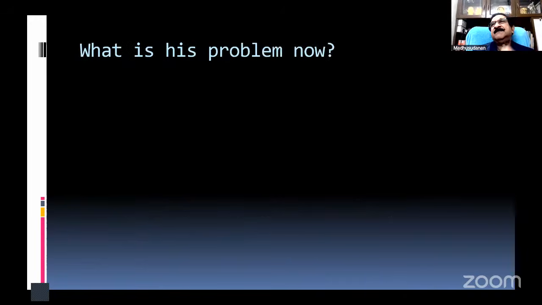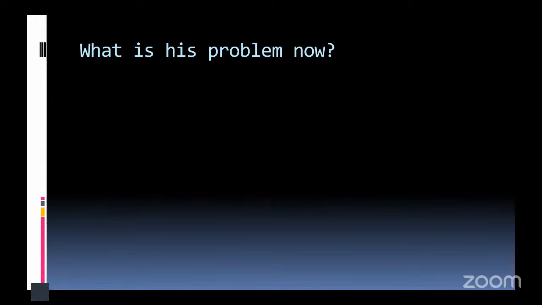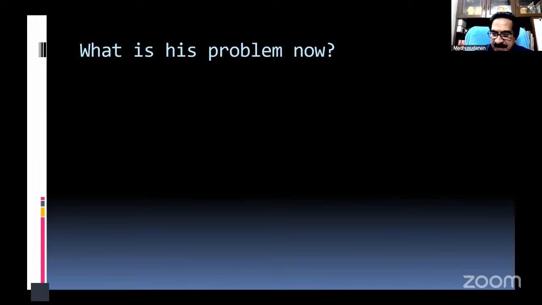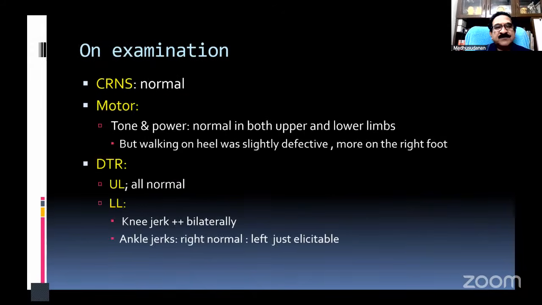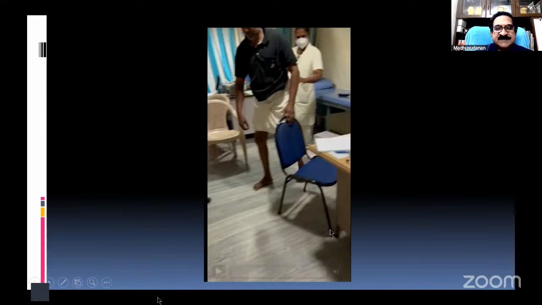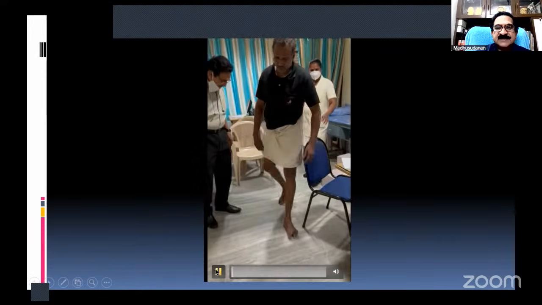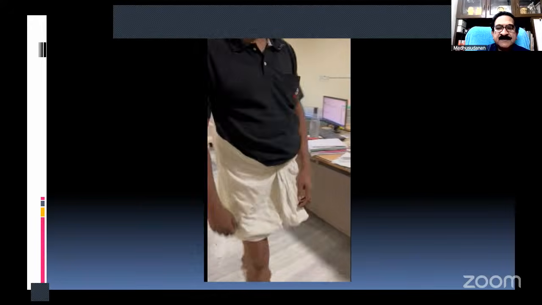Now what is his problem? Where do you want to localize the present problem, the walking difficulty? Is it some dystonia, sir? Yes, it could be dystonia, but let me see the walking once again. He doesn't have persistent, sustained posturing; he has something like a foot drop gait. Is the foot like that all the time, not episodically?